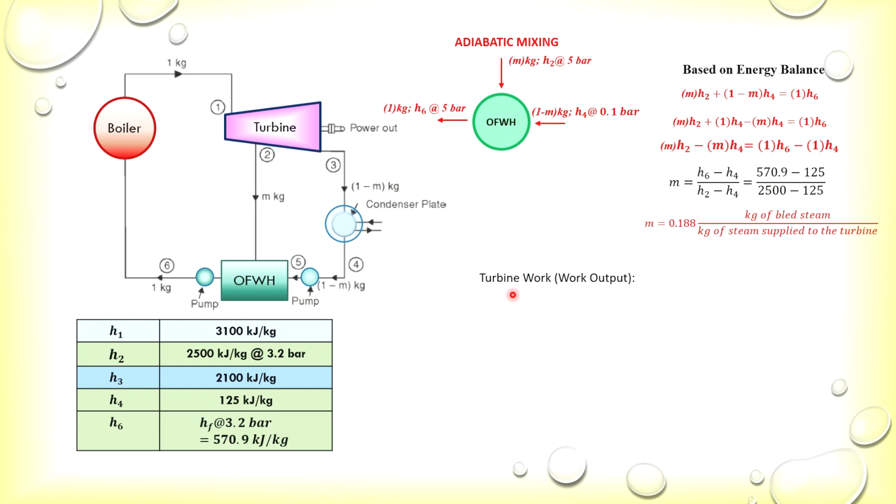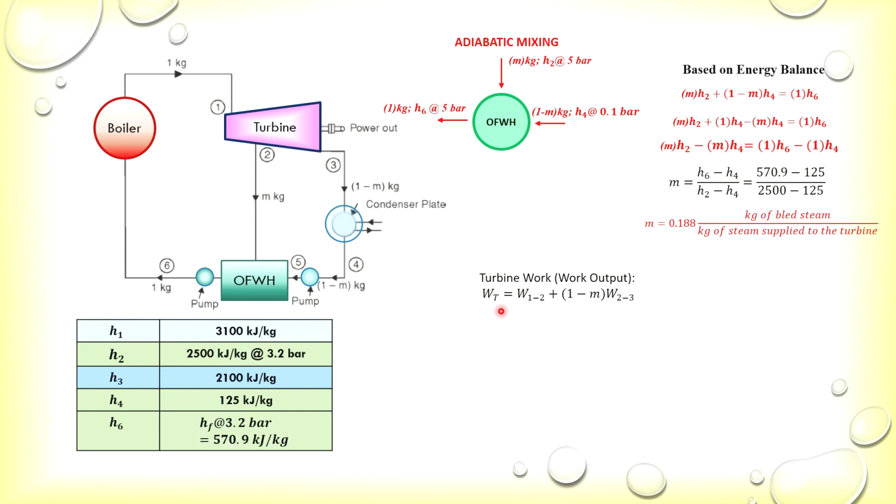So for turbine work, we know that we have to take H1 minus H2 for the initial stage, and then H2 minus H3 when a certain amount of mass or bled steam has been extracted from the turbine. So the remainder of the expansion work we take is H2 minus H3.